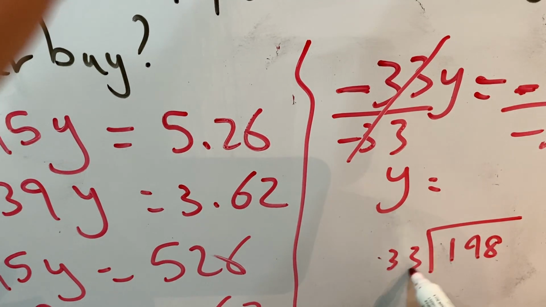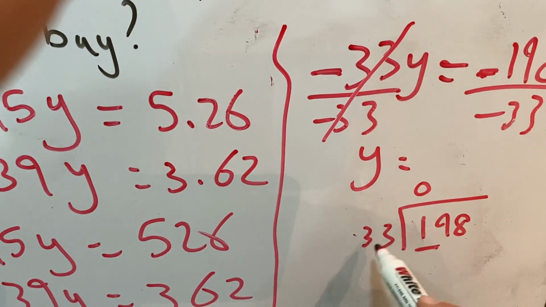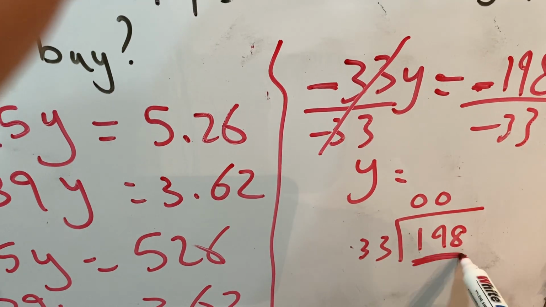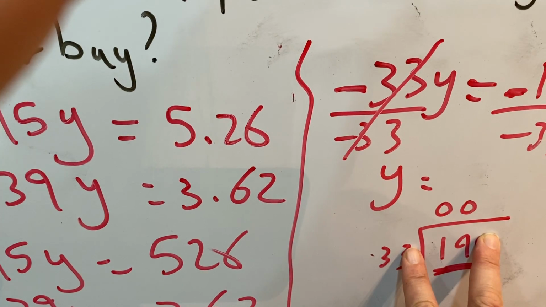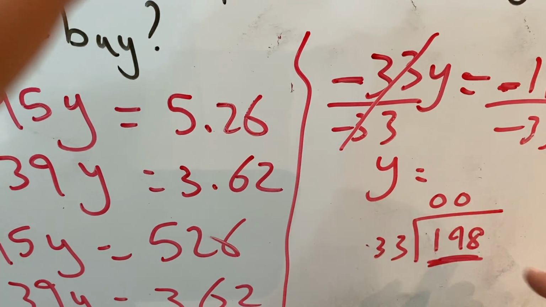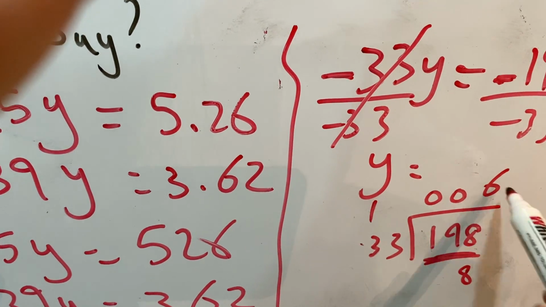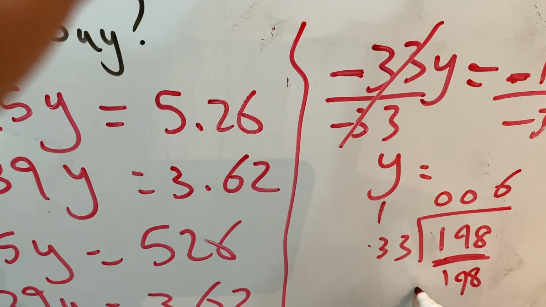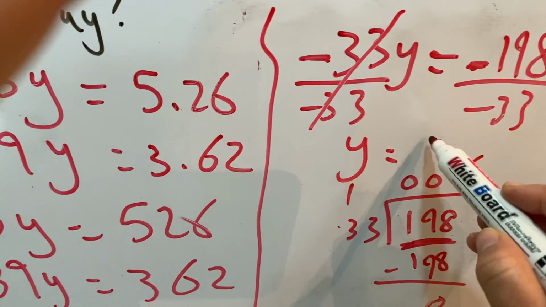198 divided by 33. Now 1 divided by 33 is 0. 19 divided by 33 is also 0. Now 198 divided by 33, you can hide 1 here and 1 here. Then it will be 19 divided by 3. I go down till 18 divided by 3, which will give me 6. 6 times the 3, which is 18, and the 1 is here. 6 times the 3, 18, and 1 is 19. So the answer is actually 6. So y is equal to 6.